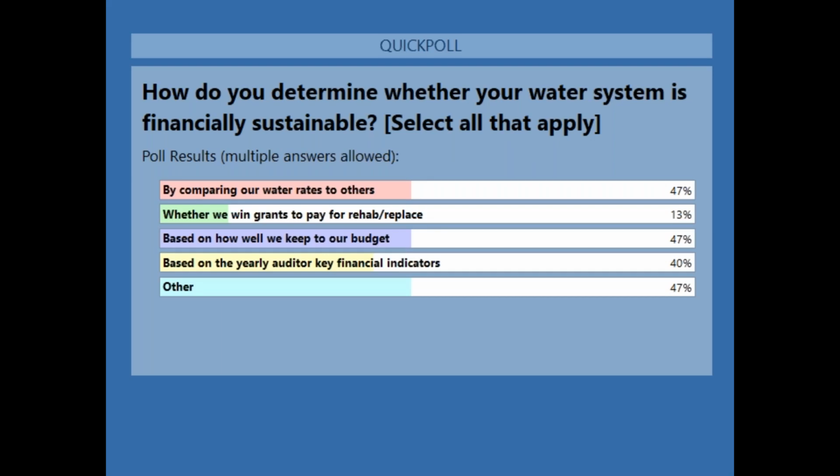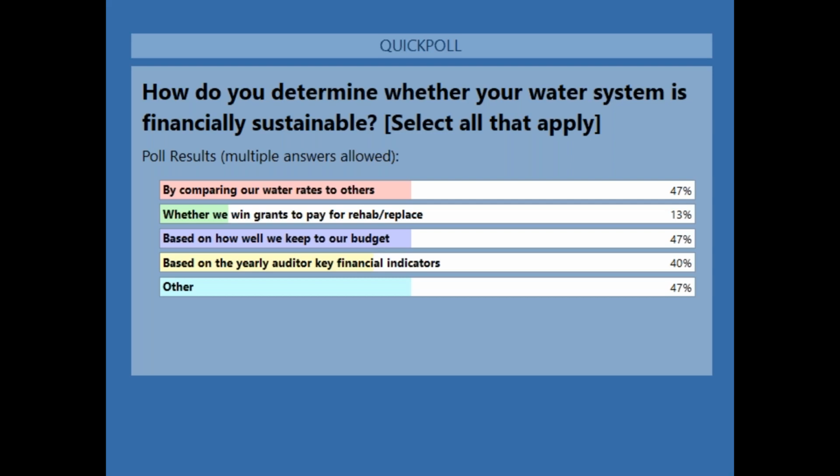But right now, for those of you who did respond, many of you selected other, which might mean not applicable, but some of you might be doing some other things. We do see that a lot of you are saying that you compare your water rates to others, and that is one way to assess your water system's financial sustainability. An equal amount are saying that you're basing it on how well you keep to your budget. And then a few of you are saying that you base it on the yearly audits or key financial performance indicators. And very few say whether or not you receive grants.